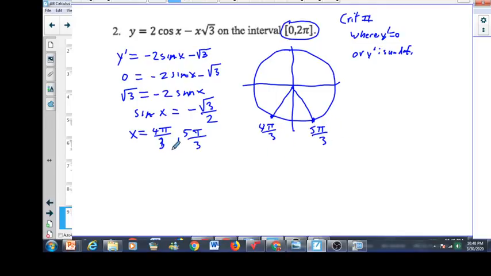Okay, let's go ahead and take how are we going to evaluate where the function is increasing and decreasing? I will show you. What we do is we make a number line, and we put our critical numbers on here, which are going to be 4 pi over 3 and 5 pi over 3.